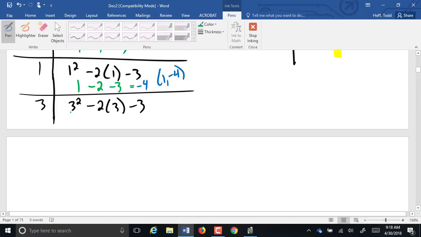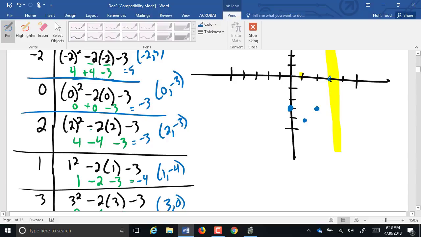3 squared is 9. Negative 3 times 3? Or negative 2 times 3 is negative 6. Minus 3. What's 9 minus 6? 3. 3 minus 3? 0. So when x is 3, y is 0. That gives us a point right there.